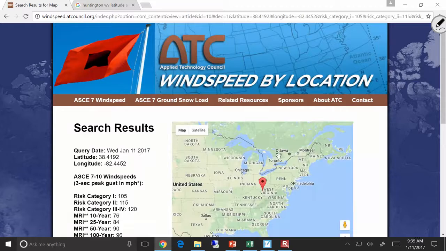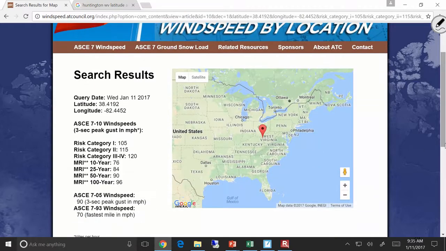Then we get wind speed, and then this is what's spit out. So first off, does the map look right? I mean, this is West Virginia. There's Huntington about right there. And then risk category 2, our wind speed is 115 miles per hour. So this makes sense. That's a value that would be fairly reasonable. Sound good? All right. Okay.